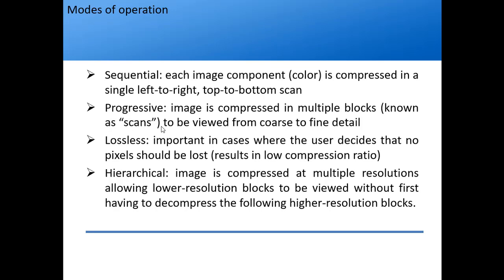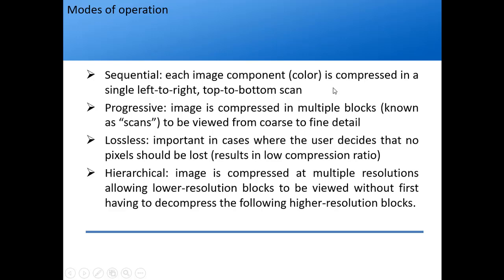So what are the modes of operation of JPEG that we study in this slide? There are 4 modes of operation: sequential, progressive, lossless and hierarchical. So what is sequential? Each image component, that is nothing but color. We saw there are 3 colors, R, G and B, of 24 bits. So each color is of 8 bits, that we saw in the last lecture. So each image component, that is each color, is compressed in a single left to right, top to bottom scan. What we mean by left to right, top to bottom scan is nothing but raster scan.